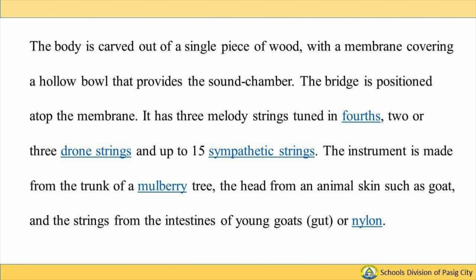The body is carved out of a single piece of wood, with a membrane covering a hollow bowl that provides the sound chamber. The bridge is positioned atop the membrane. It has three melody strings tuned in fourths, two or three drone strings, and up to 15 sympathetic strings. The instrument is made from the trunk of a mulberry tree, the head from animal skin such as goat, and the strings from the intestines of young goats, gut, or nylon.